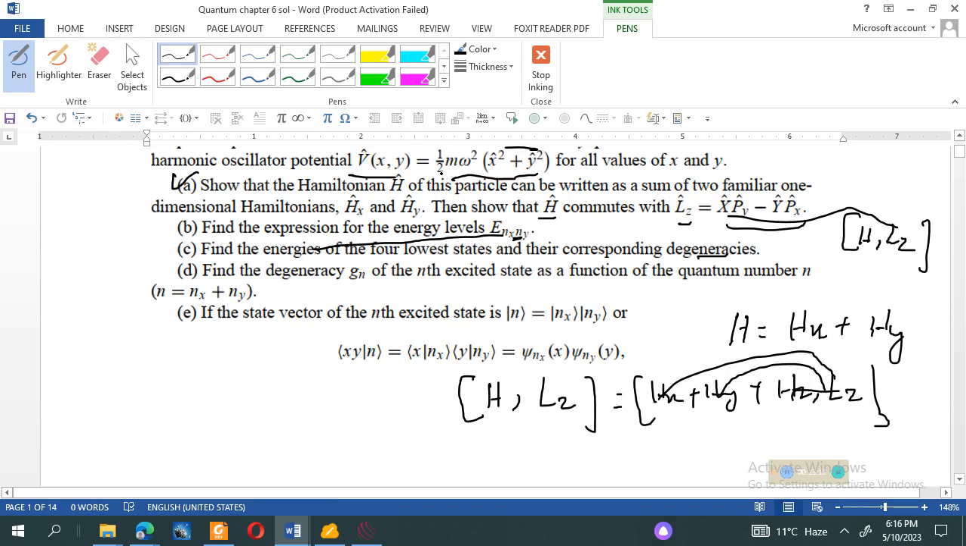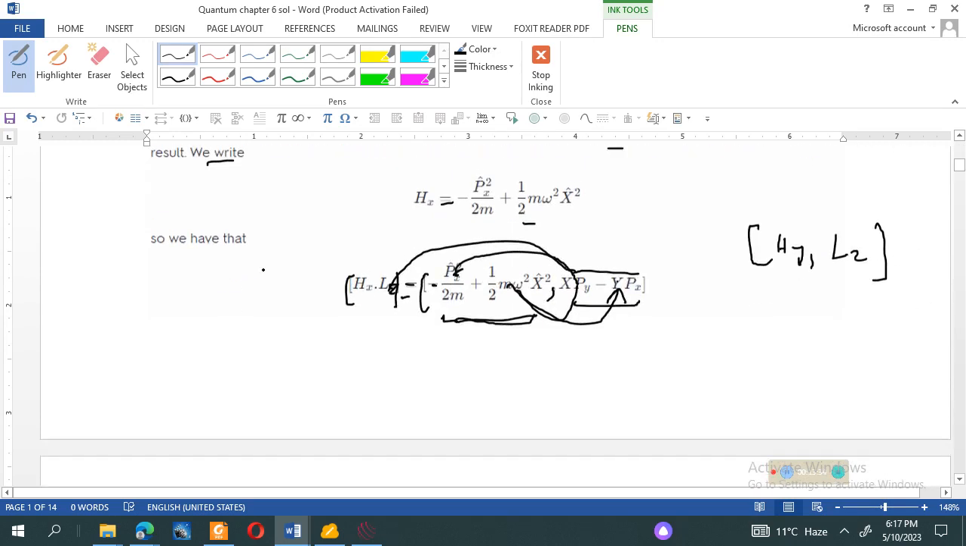Okay, in part D, find the degeneracy of the nth excited state as a function of the quantum number n. So that we can write the degeneracy for any level. So part D will be the generalized part.